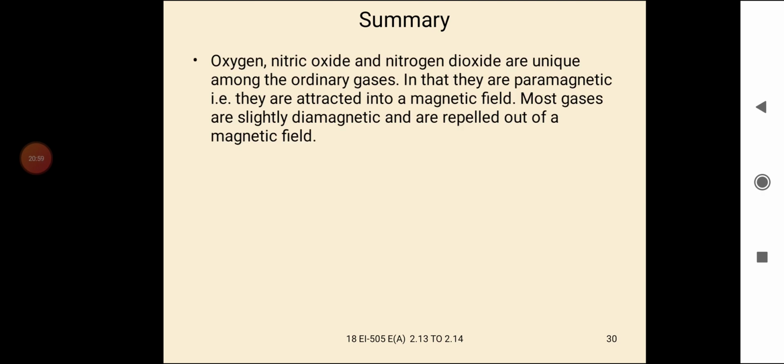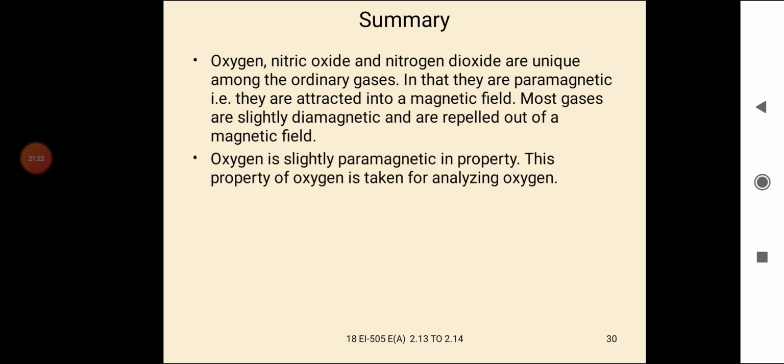Oxygen, nitric oxide and nitrogen dioxide are unique among the ordinary gases in that they are paramagnetic, that is, they are attracted into the magnetic field. Most gases are slightly diamagnetic and are repelled out of a magnetic field. Oxygen is slightly paramagnetic in property. This property of oxygen is used for analyzing oxygen.